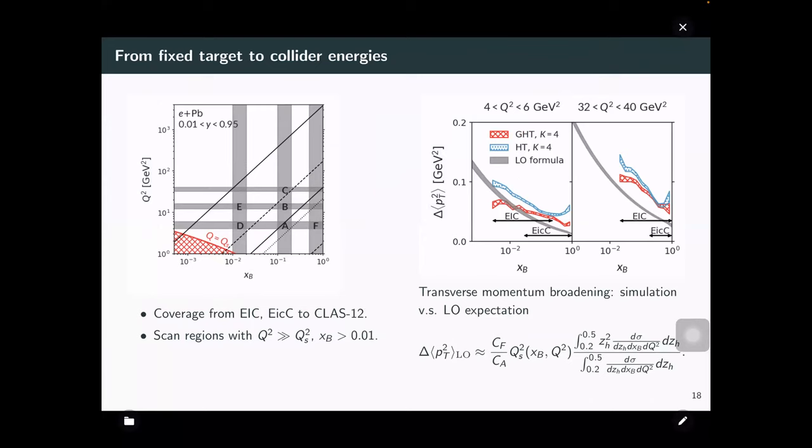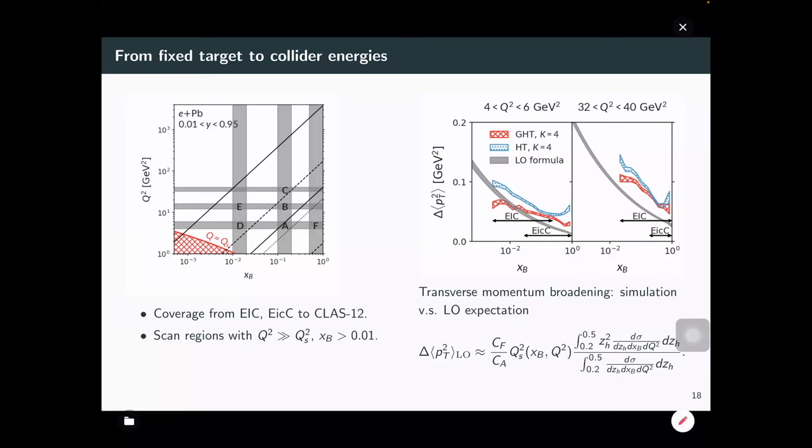And in addition to that, you can also extract the transport parameters by measuring the transverse momentum broadening of the leading parton of the produced hadrons. And in this plot, I showed you this green line, which is actually a leading order formula estimation, if you don't include any dynamical effects or any radiation effects, just what you expect from the pure collisions.